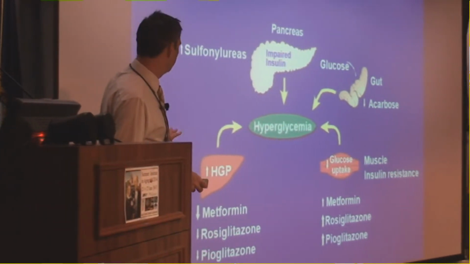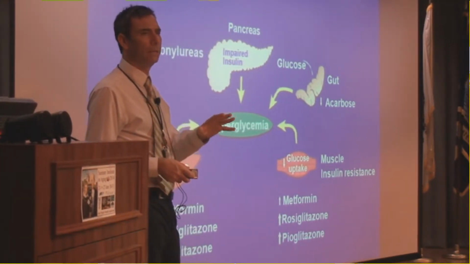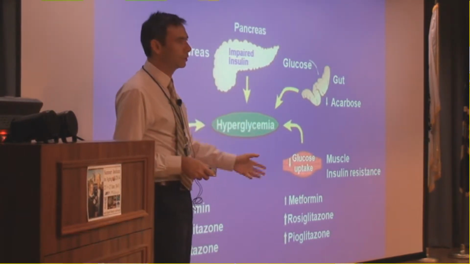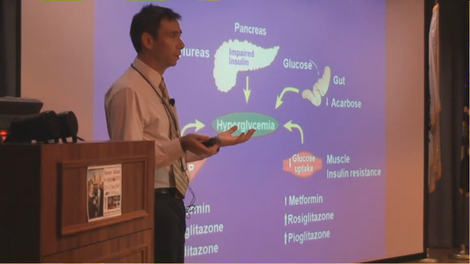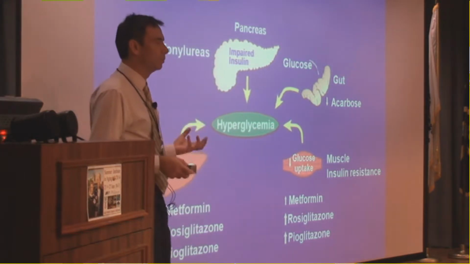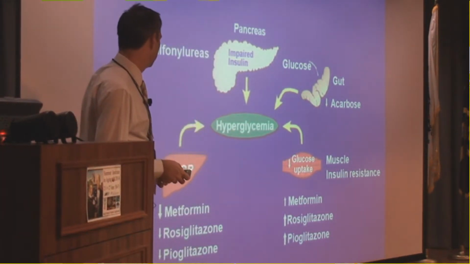The drugs that we use, typically we classify them as drugs that work in the liver, essentially making the liver produce less glucose, or in the muscle, drugs that make the muscle more insulin sensitive and take more glucose into the muscle, or drugs that make the beta cell produce more insulin. So those are typically the classification.